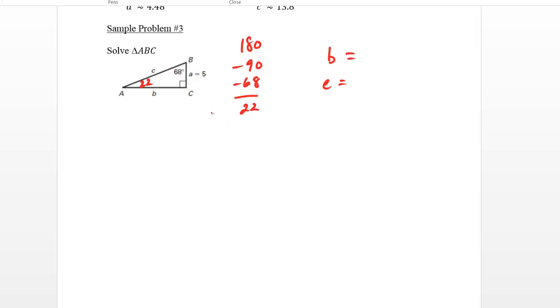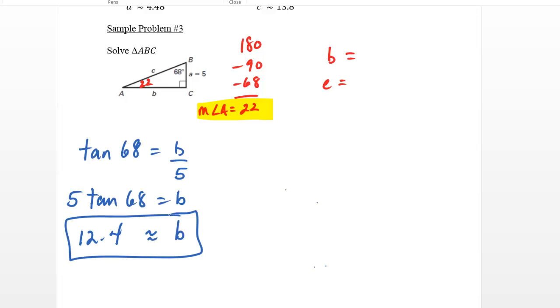And I already found the measure of angle A. That's equal to 22. So I'm good there. So I've got two more parts here. Alright, so I'm going to start off with part B. For part B, I'm going to use the 68 degrees. I'm going to use tangent. And for side C, I'm going to use cosine.